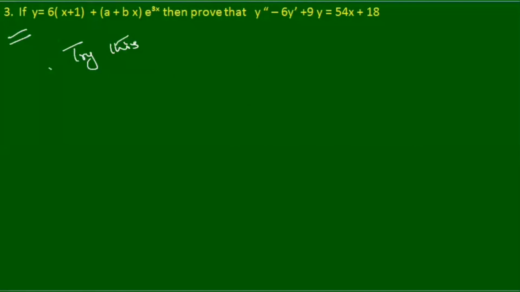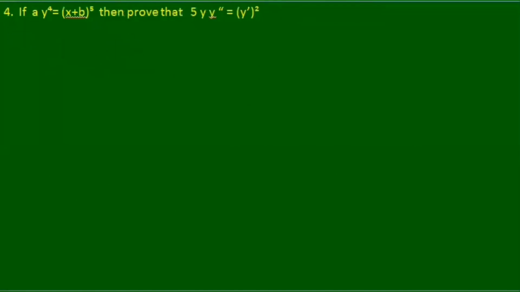Some of the important problems here, all second order derivatives. a y to the power of 4 is equal to x plus b whole to the power of 5. Prove that this is given. Look into the equation. How to prove y double dash is equal to y dash whole square. It doesn't contain x, independent of x. So we have to be careful here.